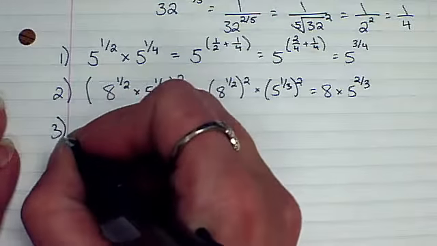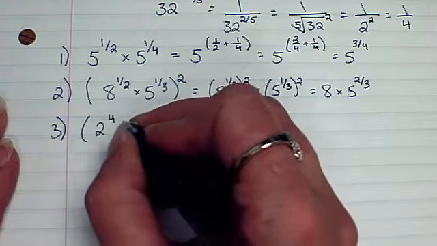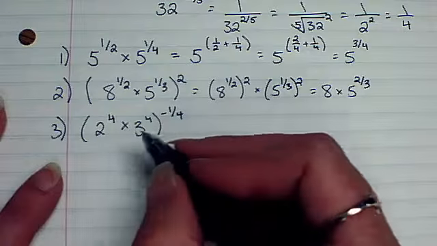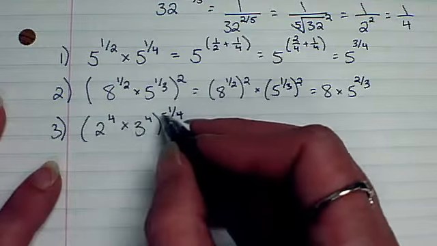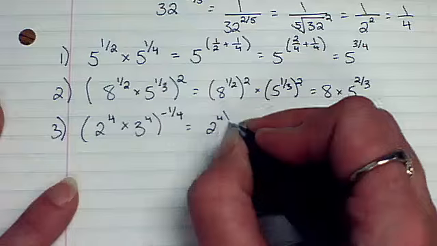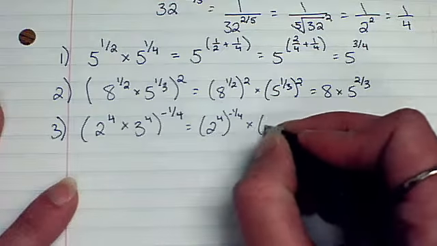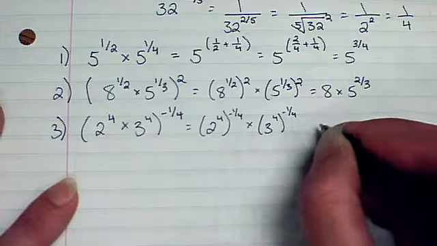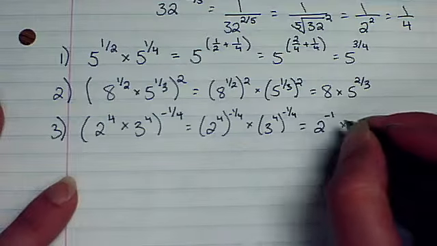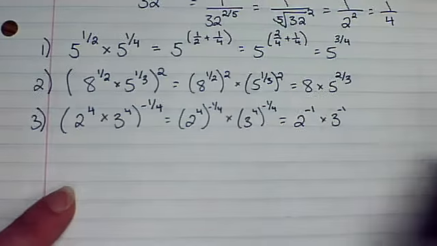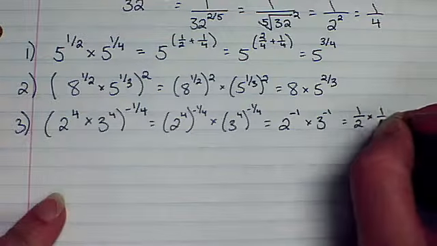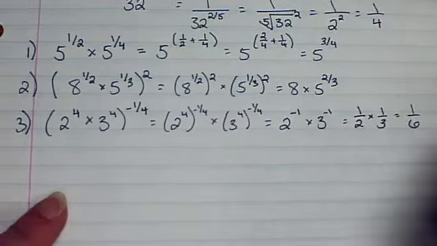Let's get a little bit crazier. 2 to the 4th times 3 to the 4th, all to the negative 1/4. Again, these bases don't match, but since it's a product to a power, I can apply it to both. That's going to give me 2 to the 4th to the negative 1/4 and 3 to the 4th to the negative 1/4. Power to a power, 4 times negative 1/4 is going to give me 2 to the negative 1, and 3 to the negative 1. Remember what the negative exponents mean. That means I've got 1/2 and 1/3, which give me 1/6.